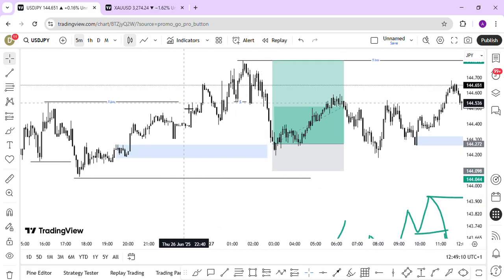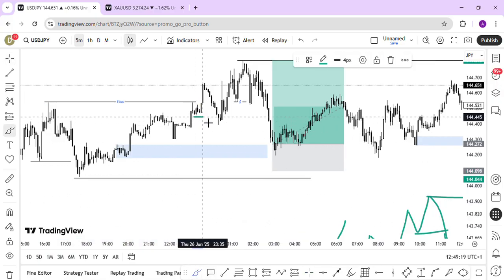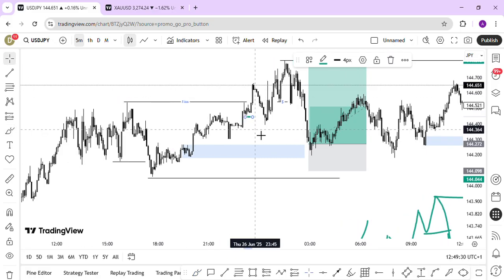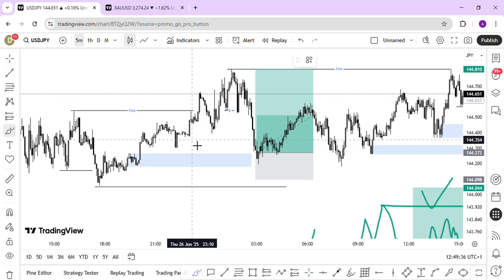Then when the market broke this level, I know that we probably had an inducement here. We had an inducement here because this is a small pullback. And the market does what? The market takes out that inducement and pushes, because I understand that this is not an inducement. This is just a pullback.